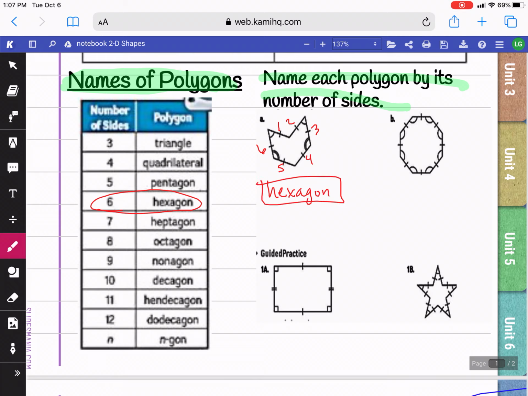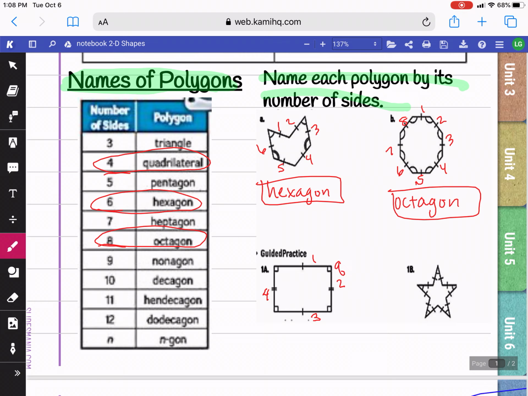Figure B has 1, 2, 3, 4, 5, 6, 7, 8 sides. So that's called an octagon. Our next figure has 4 sides. So that's a quadrilateral. You can also call this a rectangle, but generally 4-sided shapes are your quadrilaterals. Not all of them will be rectangles. And our last figure here has 6, 7, 8, 9, 10 sides, making it a decagon.